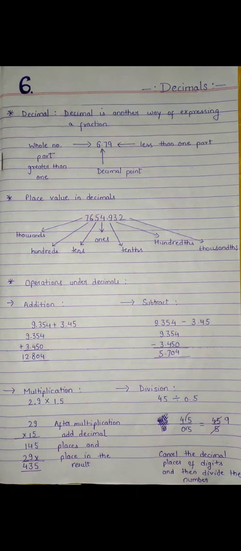As you can see on the screen, at the top of the screen I have taken the example also to make you understand what is decimal. So as you can see, 6.79 is my number, where point I am saying as decimal point. 6 is the whole part which will be considered as greater than 1, always greater than 1, and 79 will be considered as less than 1 part because it is just after the decimal.